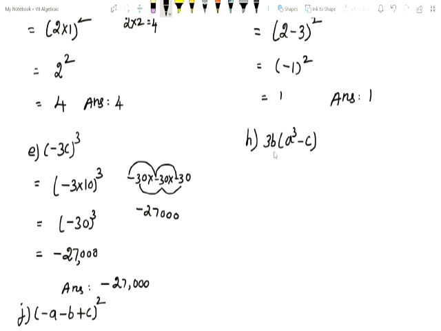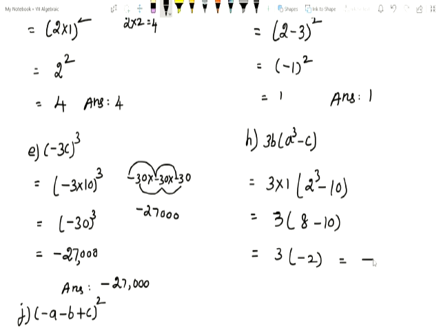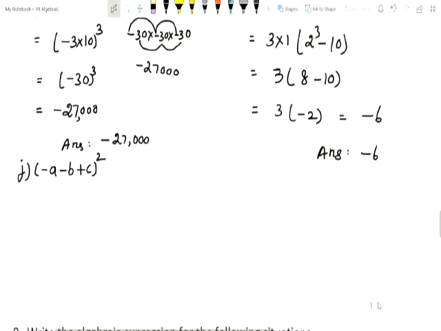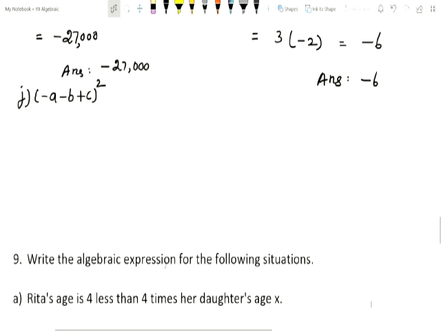See here, 3b into a cube minus c. Okay, so 3 into the value of b is 1, and a cube. The value of a is 2, 2 cube, minus the value of c is 10. First 3 ones are 3. And 2 cube, what is the answer, children? 8 minus 10. So 3 into 8 minus 10, what will you get? Minus 2. So 3 twos are minus 6. So what is the answer, children? Minus 6. You understand? This is very important, children. As much as possible, you practice this sum.